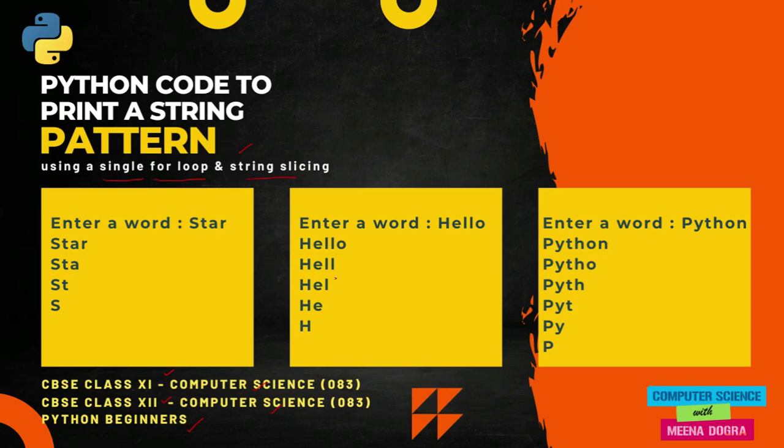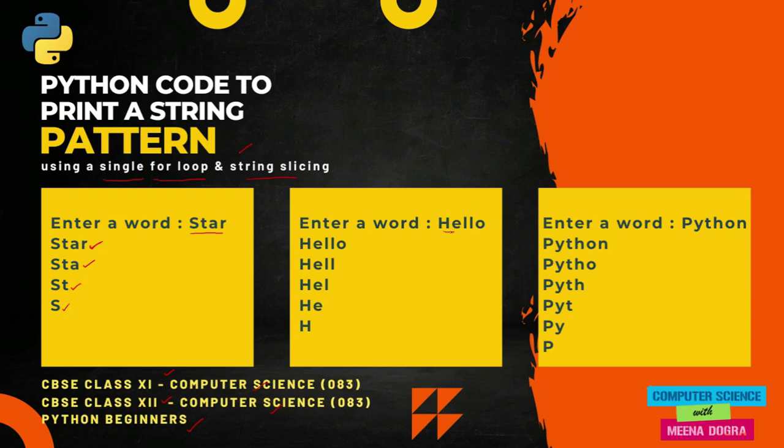Now this time we are reversing this pattern. If the user enters a word, star, the entire word, the full string will appear in the first line. Then one character will be deducted in the coming lines: the first four characters, the entire string in the first line, then the first three letters in the next line, then the first two letters in the next line, and finally the last line will have only the first letter of the string.